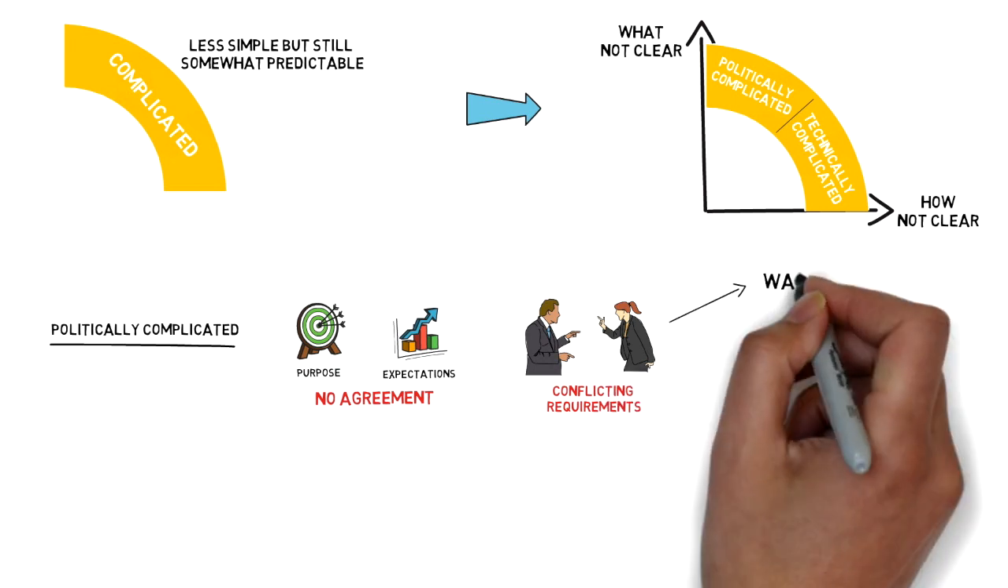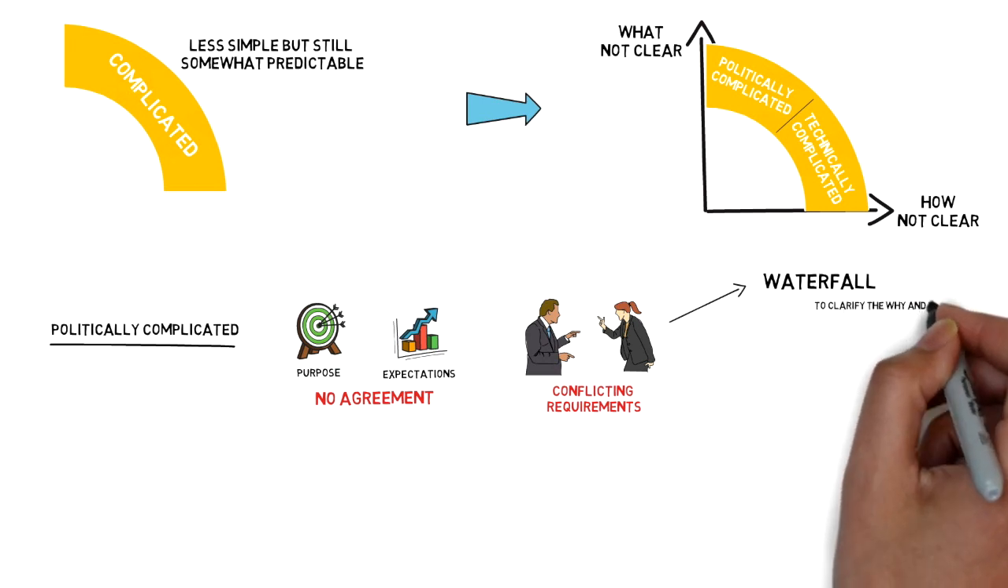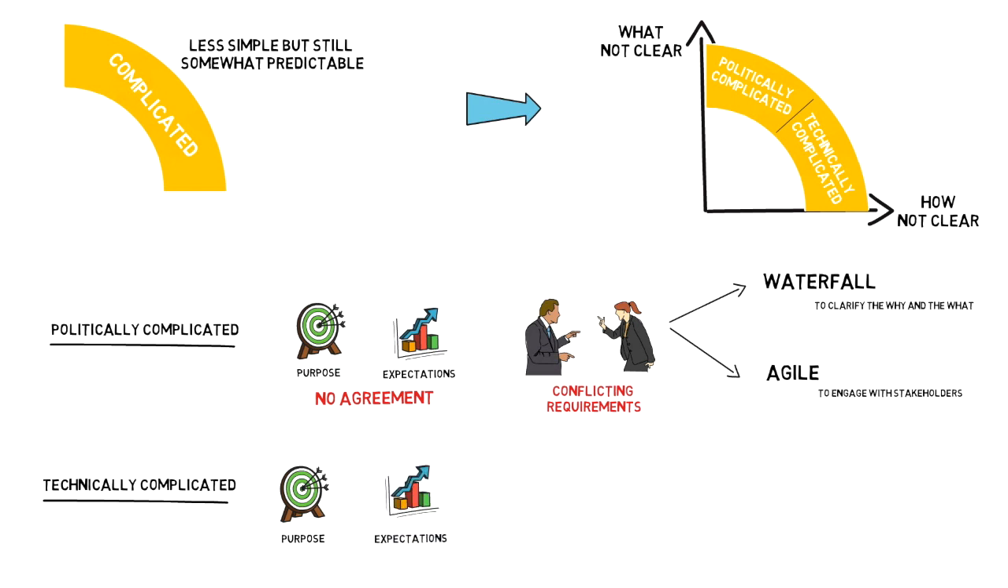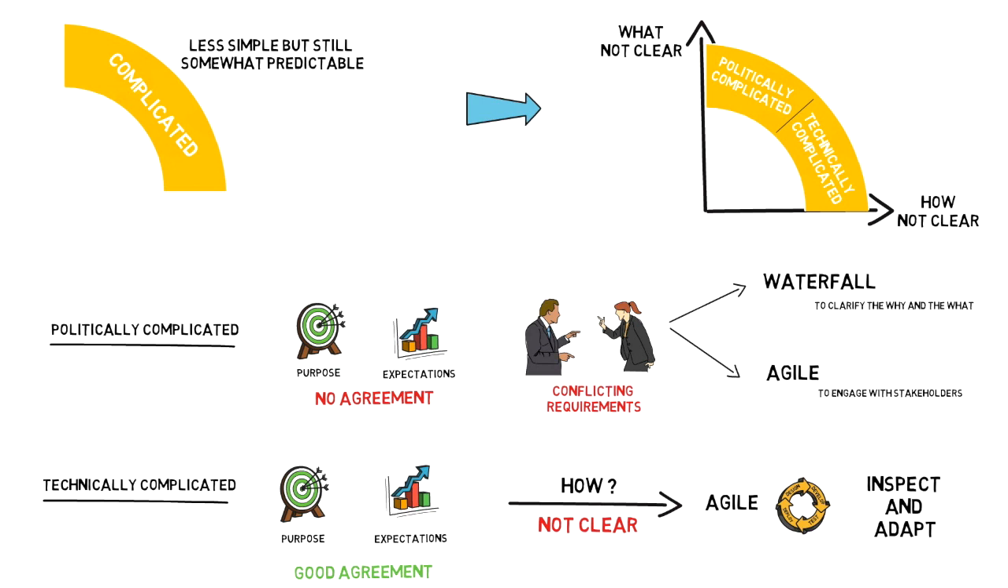The politically complicated projects are those where we might have several stakeholders with conflicting requirements. In this case, we have the choice between using a traditional approach to get clarity on the why and the what, or we can use an agile mindset that could help convince stakeholders to come to a common agreement and smooth the further requirements discussion. With this kind of problem, the team needs to focus on getting early agreement between stakeholders before they start. In technically complicated contexts, we know why and what we want to achieve. Still, the how is not clear. An agile iterative approach helps the team to inspect and adapt and find new ways to bring the right value to the customer through a fast feedback loop.